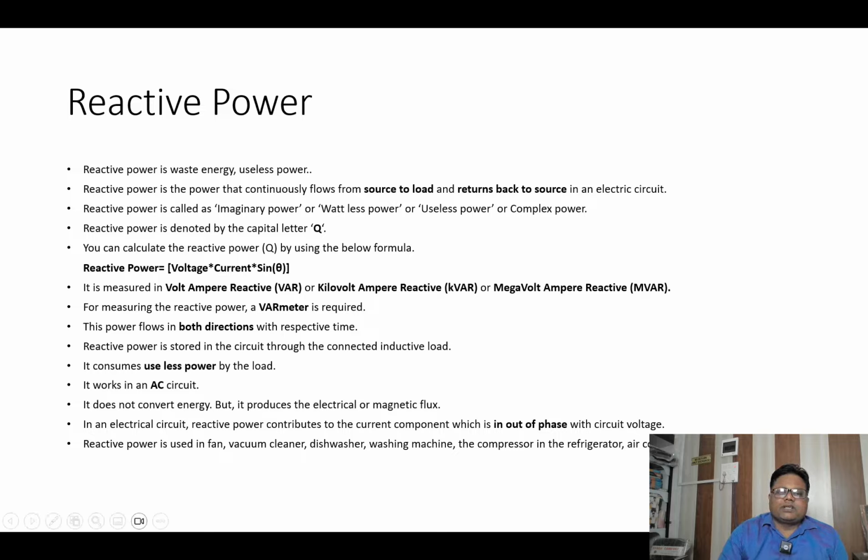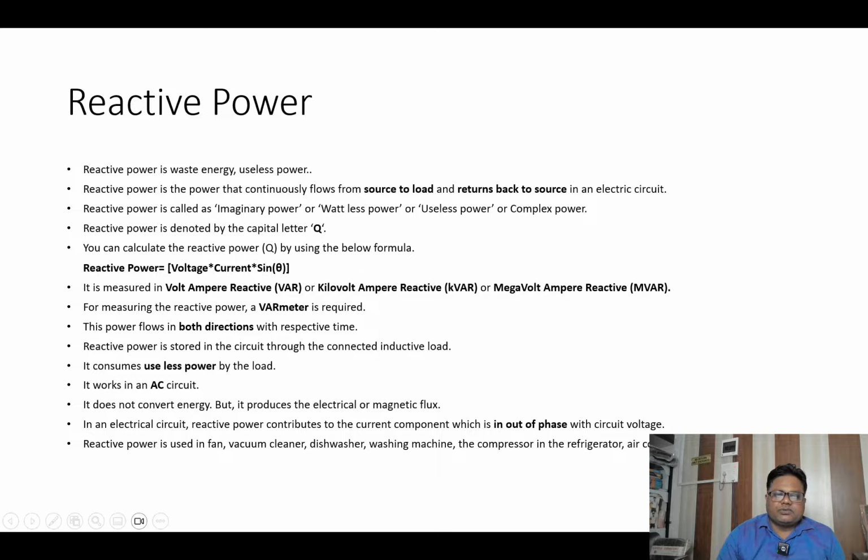Reactive power is denoted by the capital letter Q. You can calculate the reactive power by using the below formula. Reactive power is voltage into current into sine theta. It is measured in volt ampere reactive, VAR, or kilovolt ampere reactive, kVAR, or megavolt ampere reactive, MVAR. For measuring the reactive power, a VAR meter is required. This power flows in both directions with respect to time.